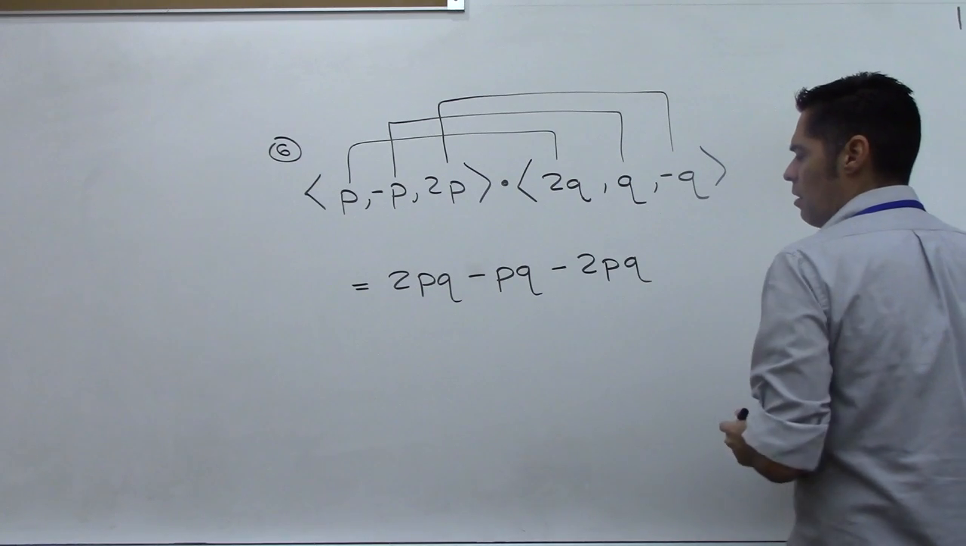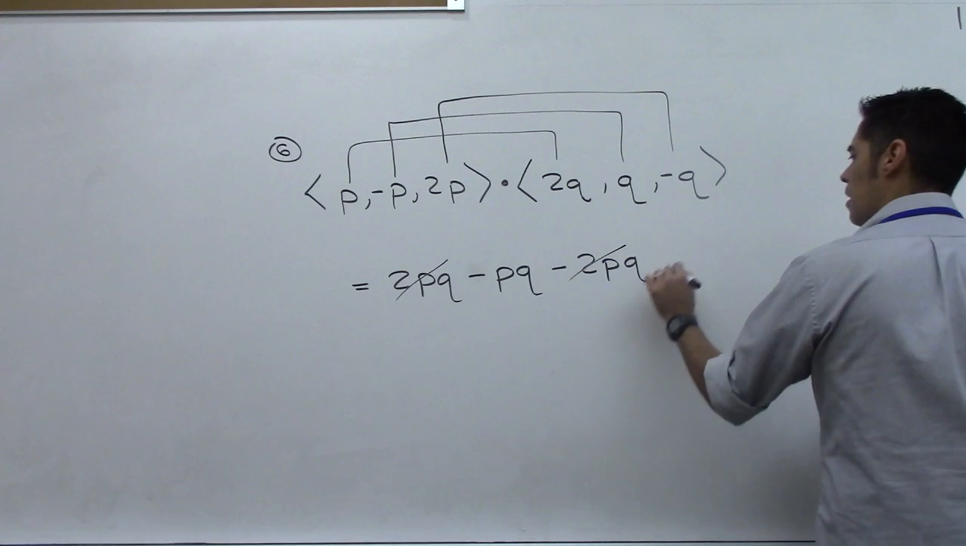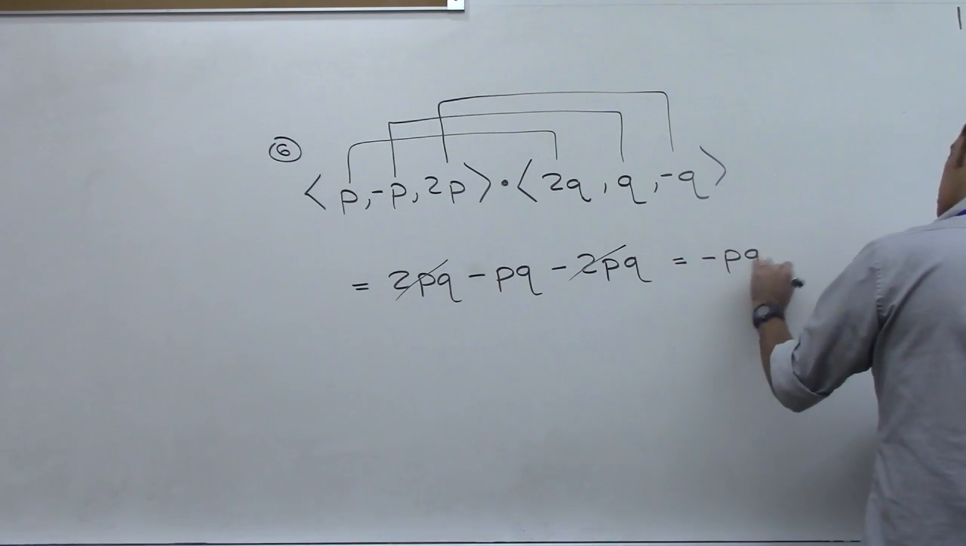These are all like terms. They're all PQ, P times Q. So these two cancel actually. And all you're left with is -P times Q.